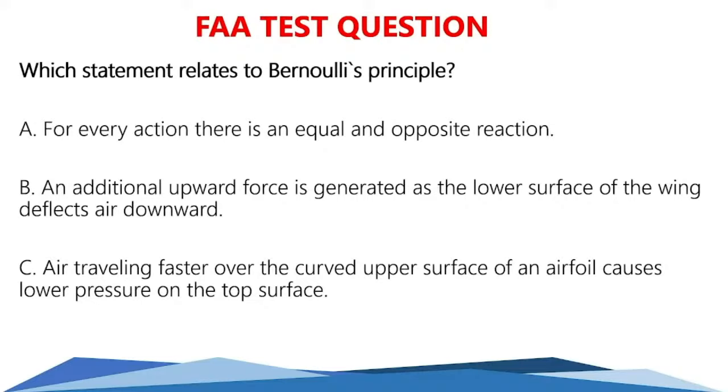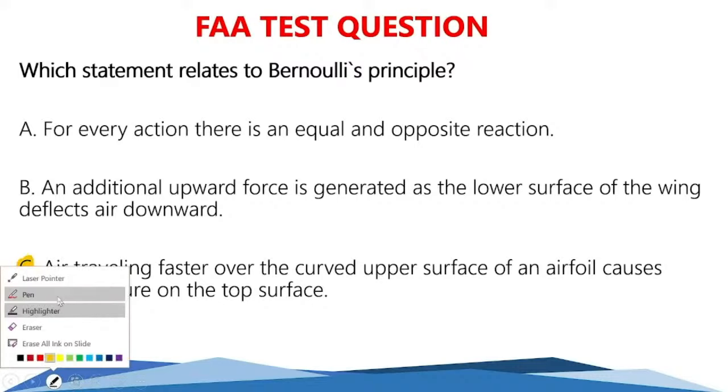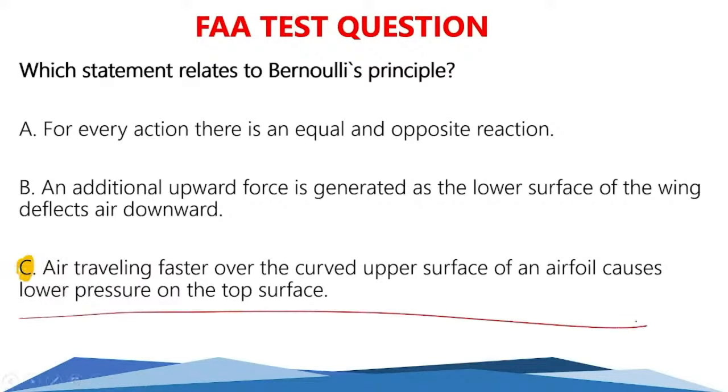All right, good. 11% with A, 9% with B, a little over 78% with C. The C's do have it. Remember that Bernoulli's principle, the best statement that applies here is really going to be C. So it's air that travels faster over the curved upper surface of an airfoil causes lower pressure on the top surface. Okay. The other statements that we see here, A and B.